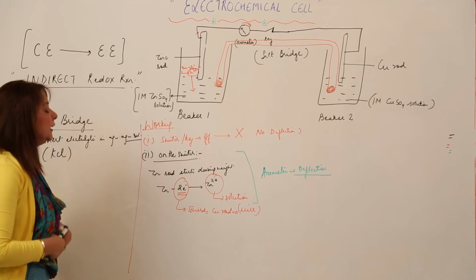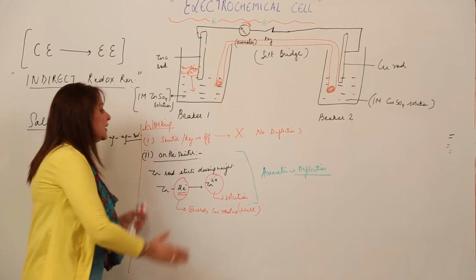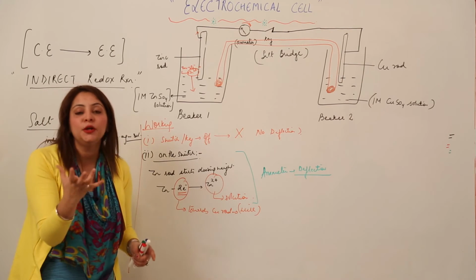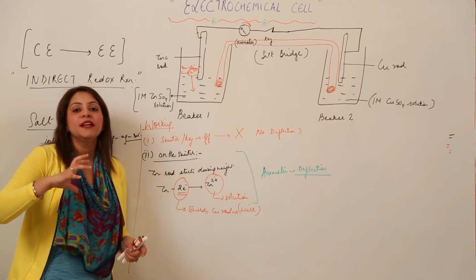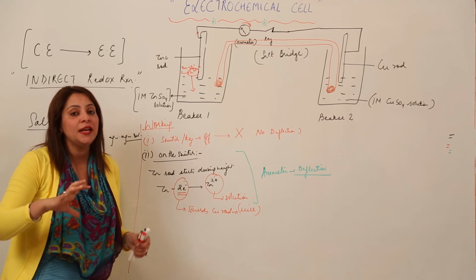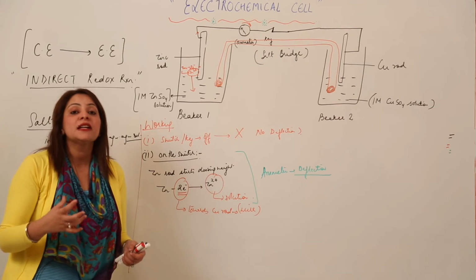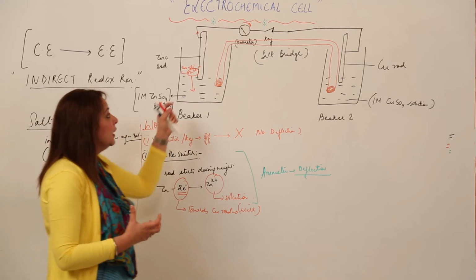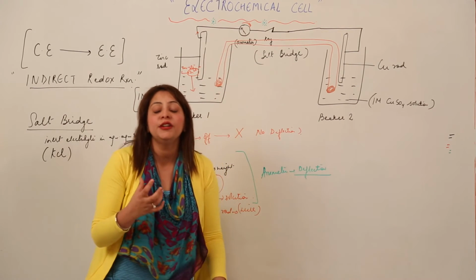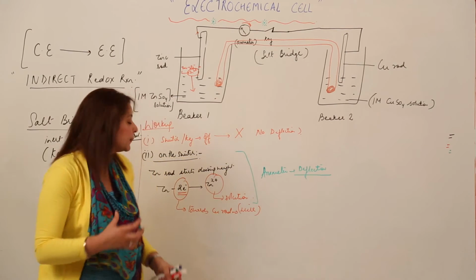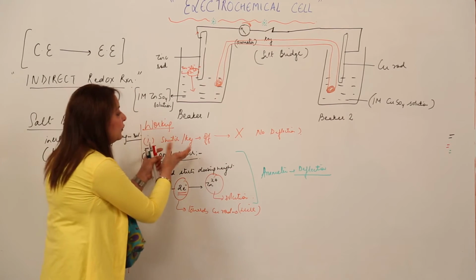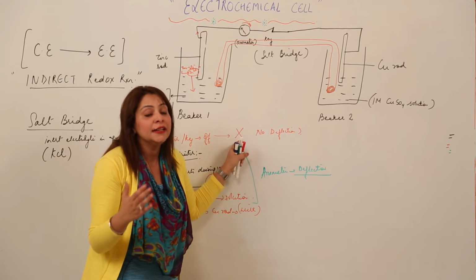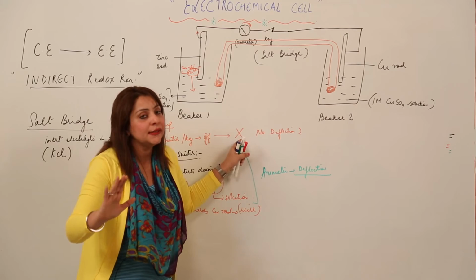Again, let me repeat what I have told you till now. When the key is off, we get to see no deflection because nothing happened, no chemical reaction took place. And even if the reaction is still taking place, we don't get to see any electrons moving, because we need a connection between the wire if we need to have electric current in a circuit. So when the switch is off, there is no production of electric current, which means there is no deflection in the ammeter.